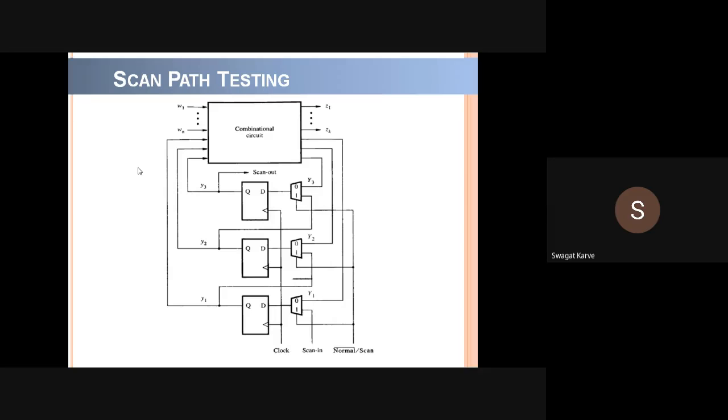So probably in tomorrow's lecture we will start with this scan path testing methods. Okay, that means the testing methods for the sequential logic circuit. Okay, today we will stop here. If you have any query, you can ask me right now.